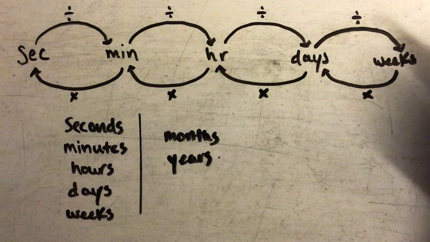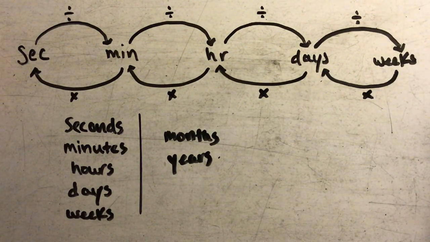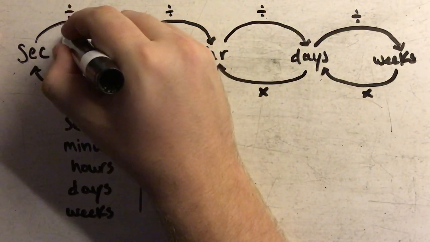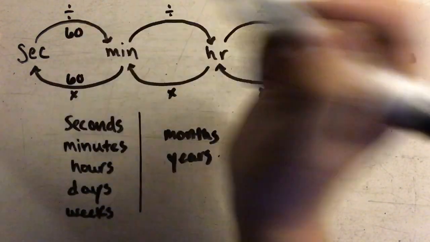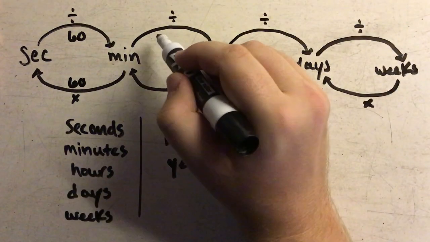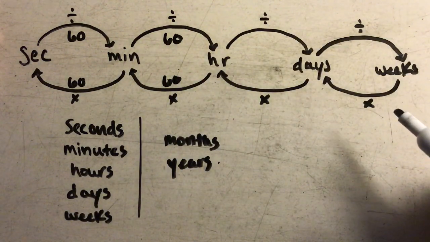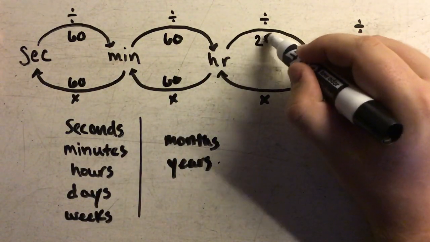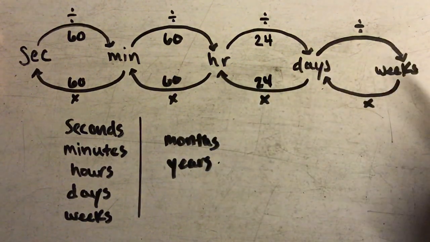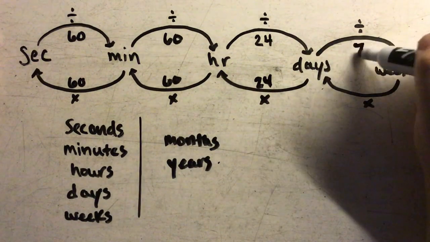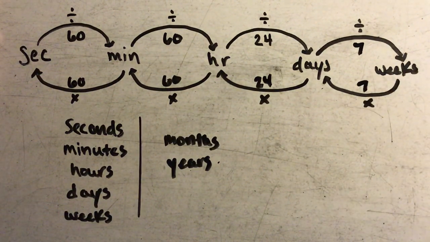And you're probably familiar with all of the magic numbers for our time conversions. It's simply how many of the smaller unit would be in one of the larger unit. So there are 60 seconds in 1 minute. So 60 is my magic number. 60 is also my magic number between minutes and hours because there are 60 minutes in 1 hour. There are 24 hours in 1 day, and there are 7 days in 1 week.